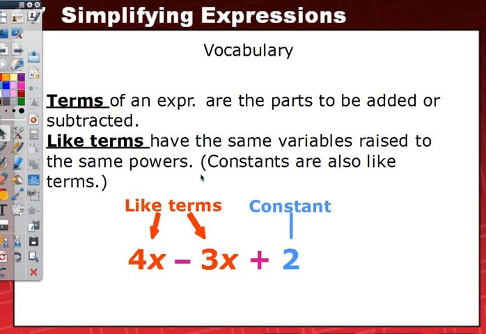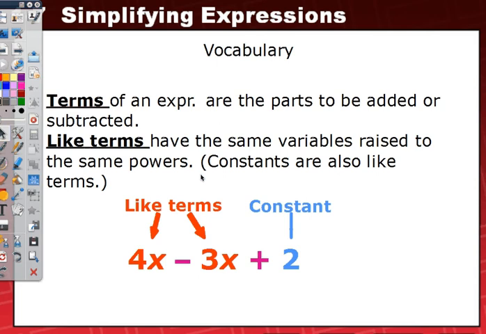Welcome back, everyone. We are doing Know It Notes for 1-7, Simplifying Expressions. This lesson is actually one we'll probably take 2 days to do examples and activities for in class because it covers such important topics on combining like terms, the distributive property, and order of operations. We're going to start with some vocabulary.